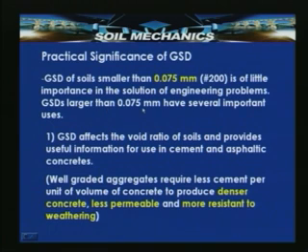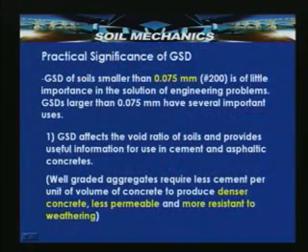GSDs larger than 0.075 mm, that is 75 micron sieve, have several important uses. So, GSD affects the void ratio of soils and provides useful information for use in cement and asphaltic concretes. We have seen that if the soil is well graded, the void ratio is supposed to be less, and if the soil is uniformly graded, the void ratio is supposed to be very high.